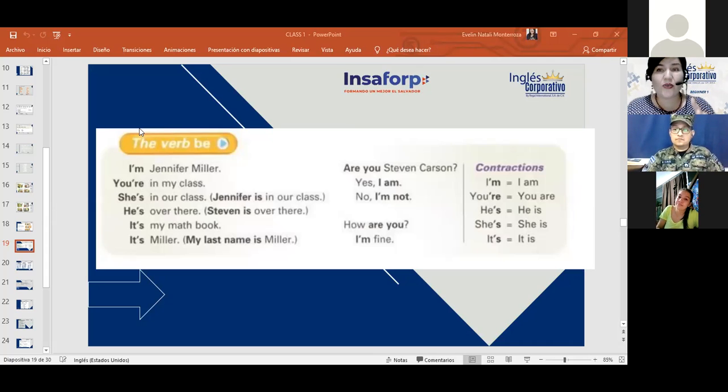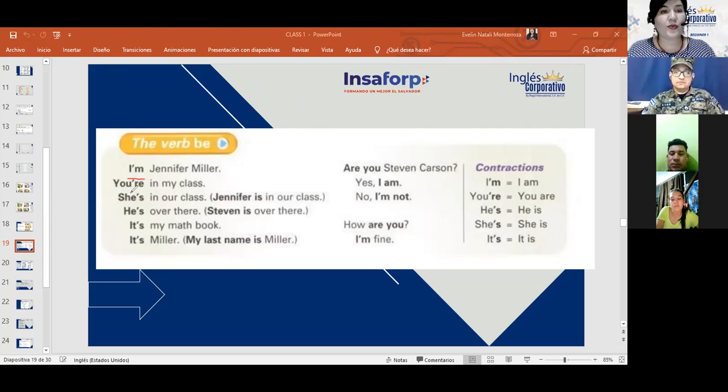And the contractions that you can use. I'm, you're, he's, she's, it's. Those are the different contractions. Important things that you need to remember in these type of sentences. I'm is going to be with I. You say I am. With you, you use are. With she and he and it, you use is. Right? So you say I am, you are, she is, he is, it is. Okay, that's important. Don't confuse it. Don't say she are, for example. No. Or I are, no, I is, no. I am, you are, she is, he is.